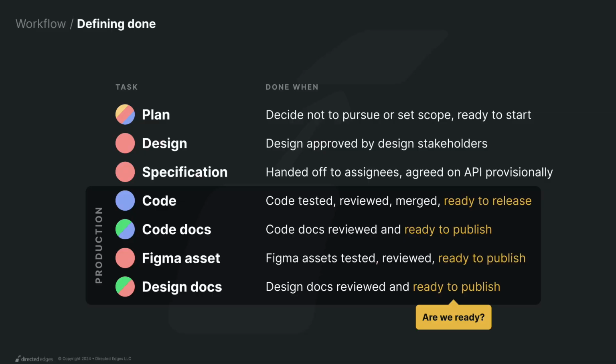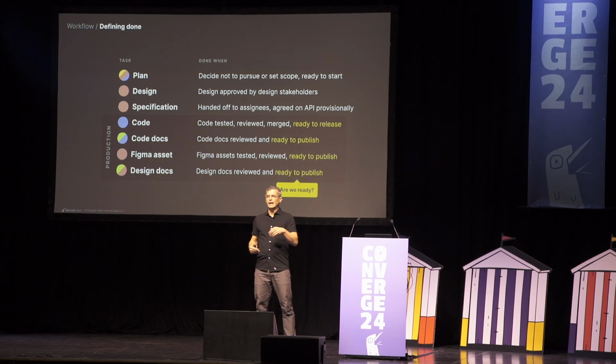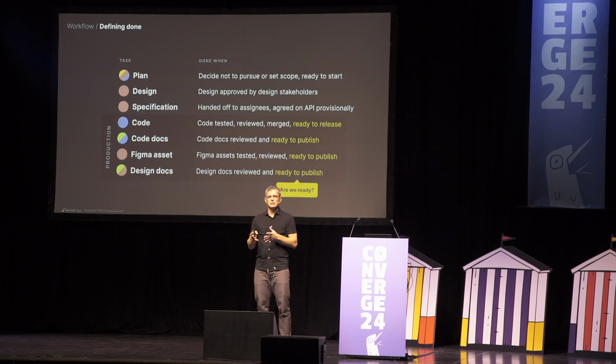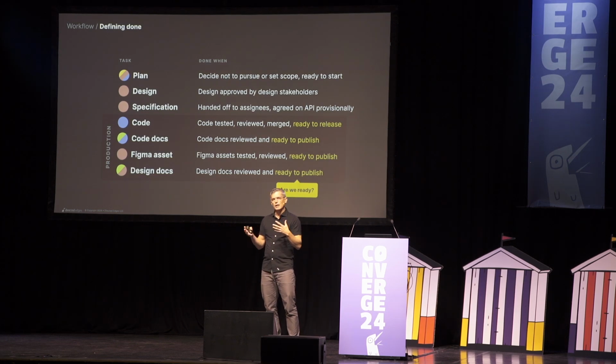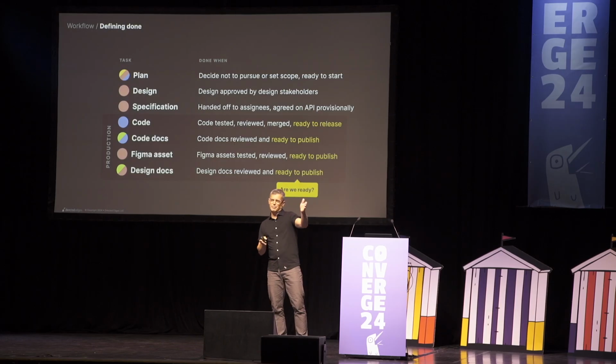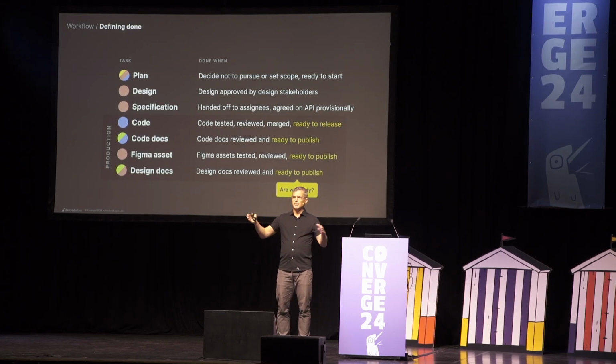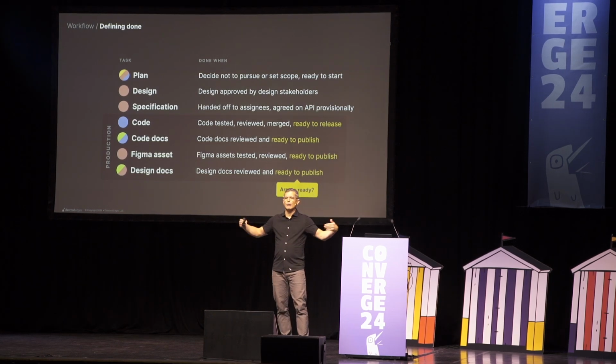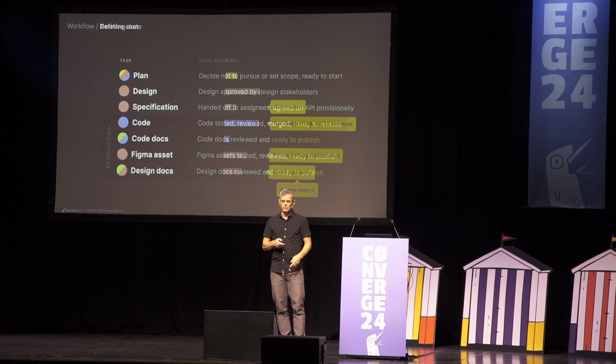I talked about for the design step, it's when it's approved by other design stakeholders, maybe leadership, maybe the design community. The spec is done when we've handed off not to the developer, but to all 4 production assignees, and we have a provisional agreement on what the props and the names and the elements and all that kind of stuff are going to be. And then as a person managing the workflow, I care when all those different things are done and ready to release. They sometimes finish at different moments. Usually the design doc is happening later than the Figma asset, but it doesn't have to be that way. I care more about how they are all coming back to converge so they're ready to be released.